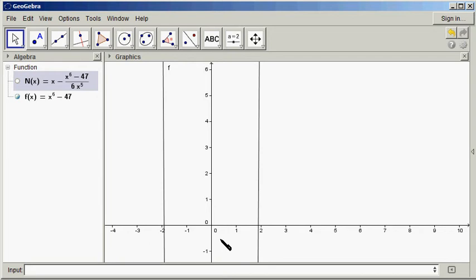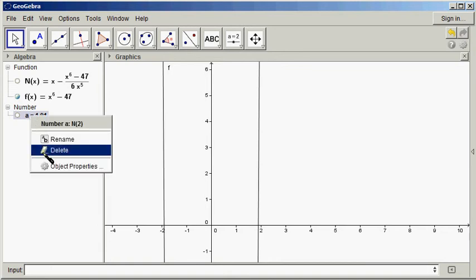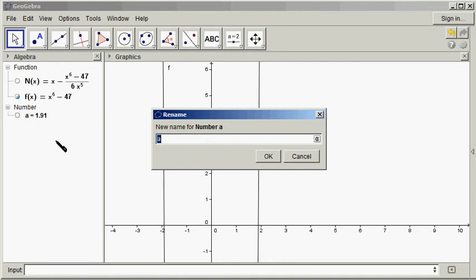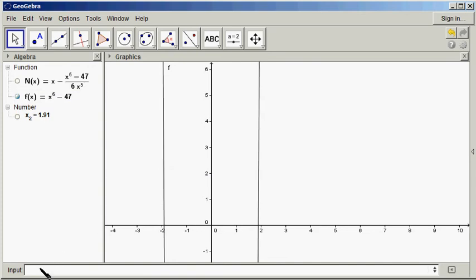All right, so it looks like it's very close to 2, so I'm going to start with 2. So the initial guess, I'm going to start with 2. Right, then that's going to be x2. We can actually name this x2. So let's see, rename. So x2. Maybe I can do that. Right. So, and the x3 is going to be N of x2, right?